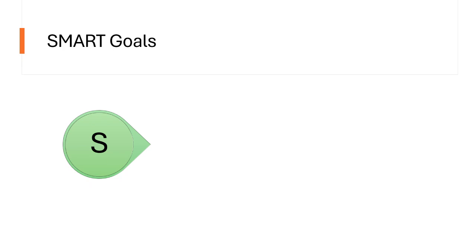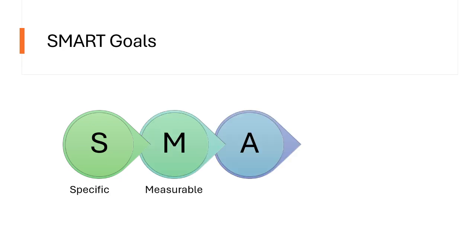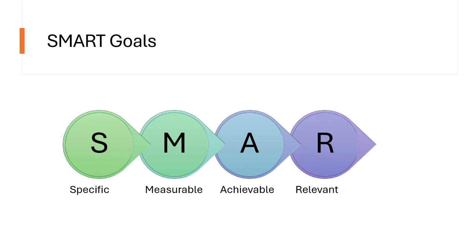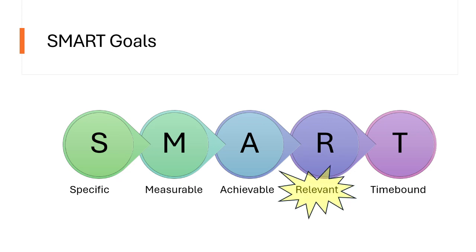The S in SMART stands for specific. The M is measurable, A is achievable, R is relevant, and finally we've got T, which means that it is a time-bound goal. For adult learners in particular, the R is going to be super important. They want to know, how is this relevant?